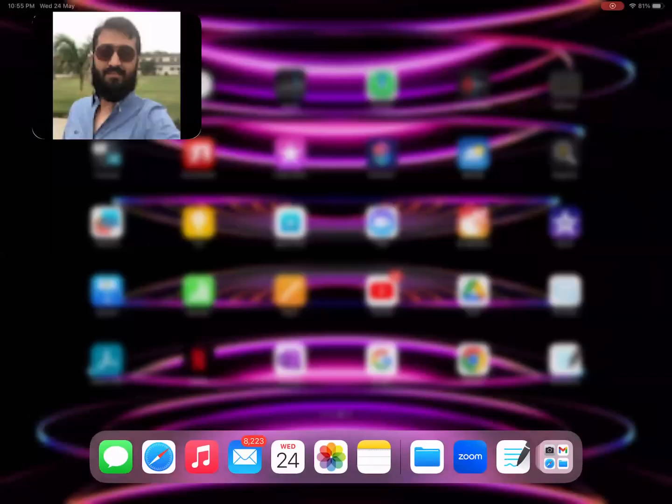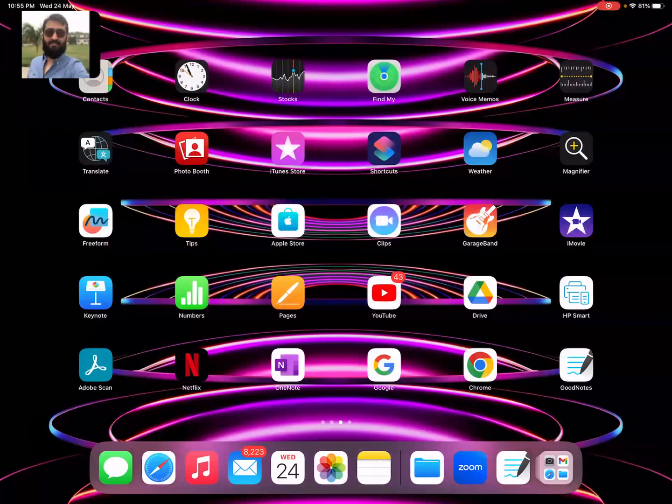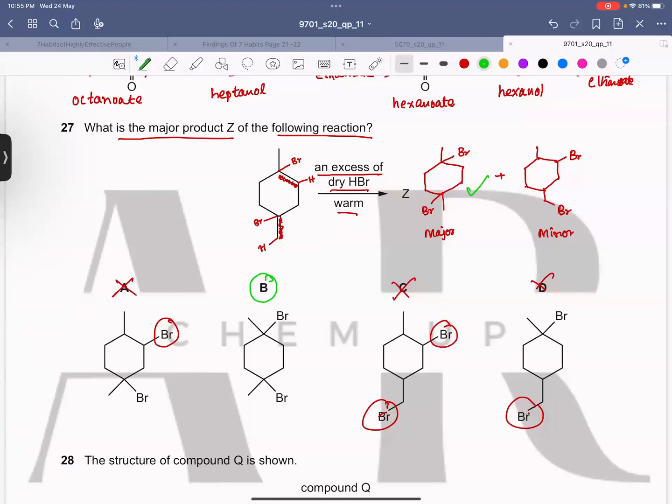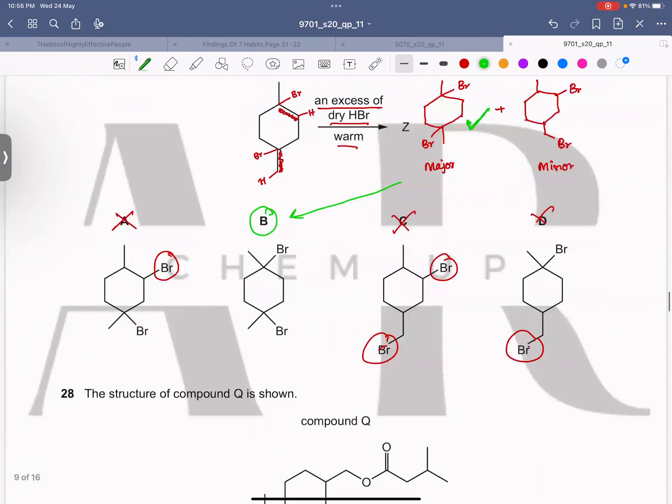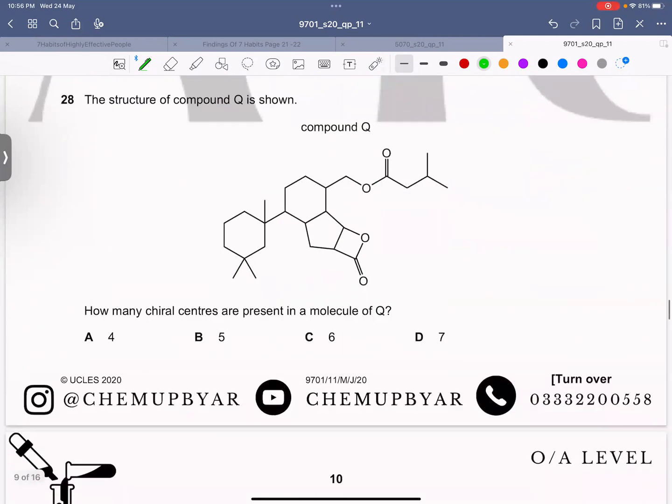Am I audible now? Okay. So the major product that I have formed is exactly similar to the B option. So B or D option is correct. A, C, and D are wrong. Is this clear? It's the easier one.